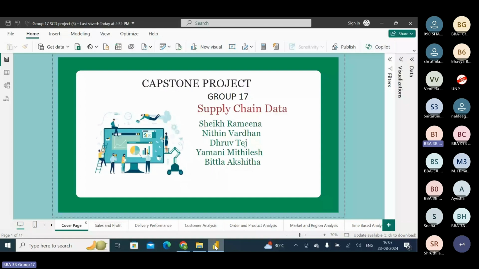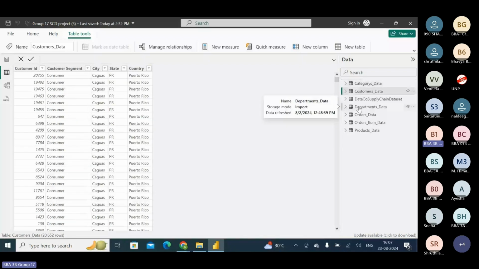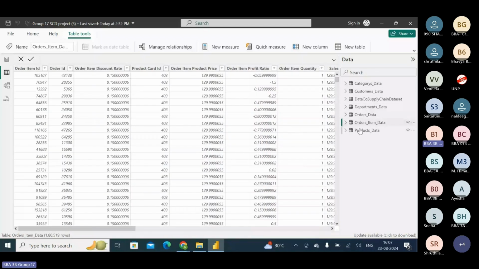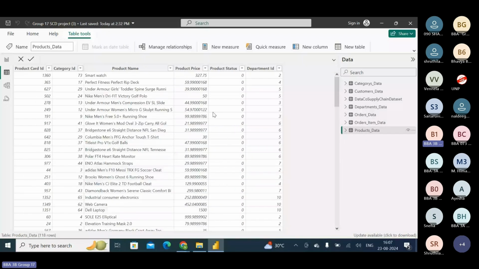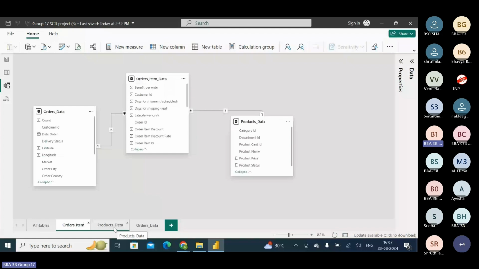To begin with, we first transform the data. As you can see in table view, we have segregated them into 6 different categories. You can see here categories data, customers data, departments data, orders item data, and products data. Second, we did data modeling where we created different relationships. We created 3 relationships: orders item, products data, and orders data.